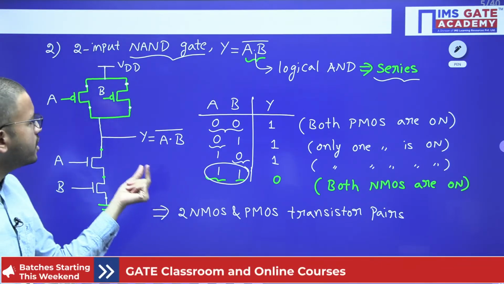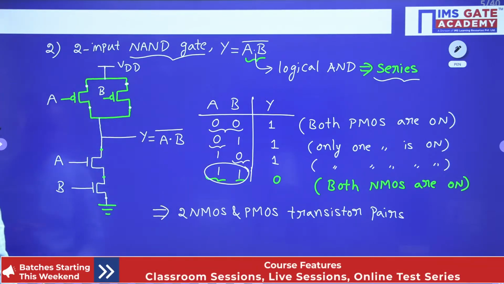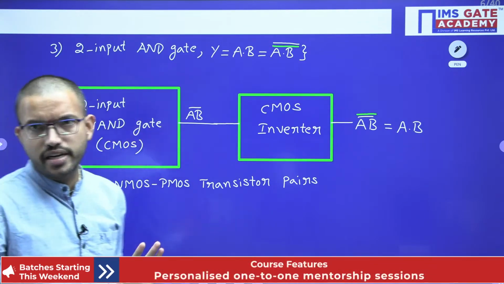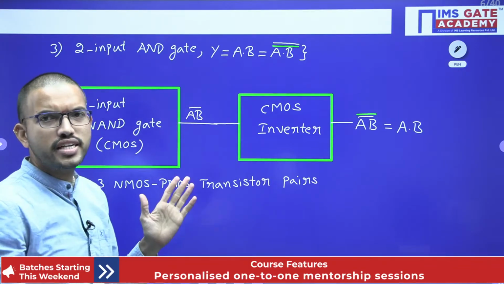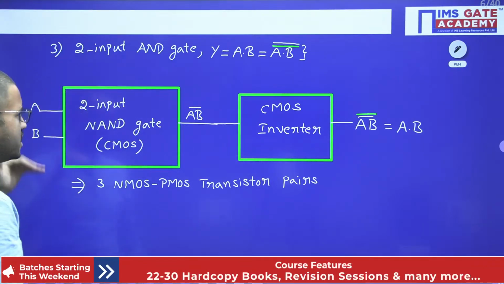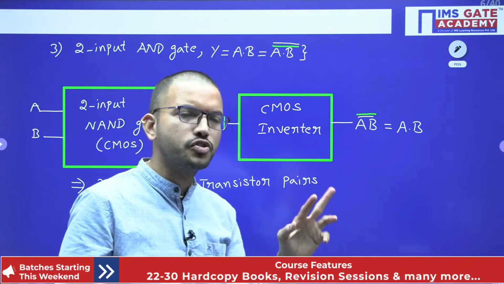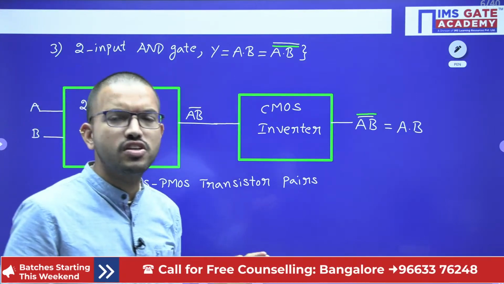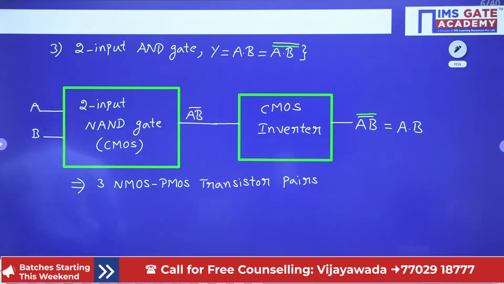That is the reason I first implemented the NOT gate, and then discussed the 2-input NAND gate. Once you have implemented the 2-input NAND gate, if you pass this output through a CMOS inverter, then you will get the 2-input AND gate. That's why here I am discussing the combination of basic gates and universal gates together. Just for easy understanding, I started with the inverter, then the 2-input NAND gate, and with the help of those two we get the 2-input AND gate. Now with this understanding, all of you give a try for the 2-input NOR gate.